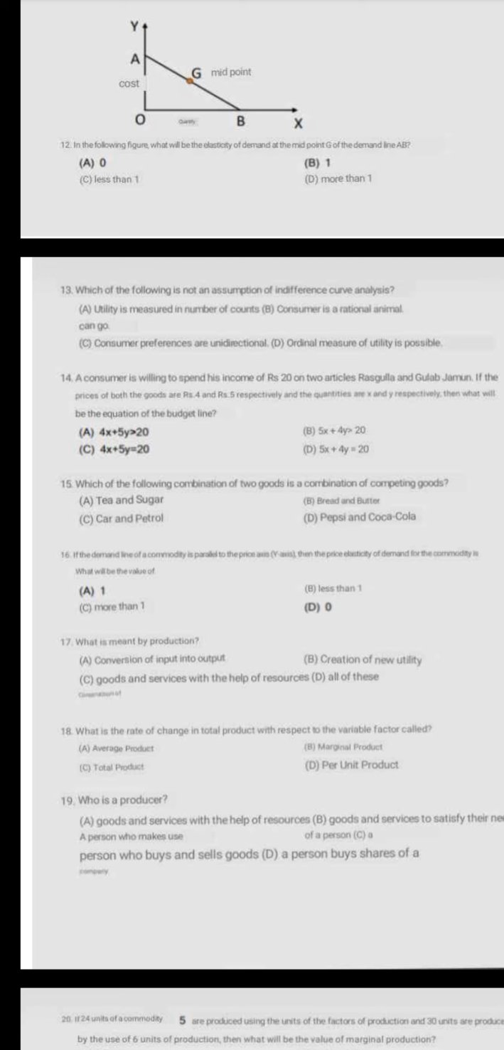13. Which of the following is not an assumption of indifference curve analysis? Option number A, utility is measured in number or counts. It is not an assumption of indifference curve analysis, and the rest of all are assumptions.